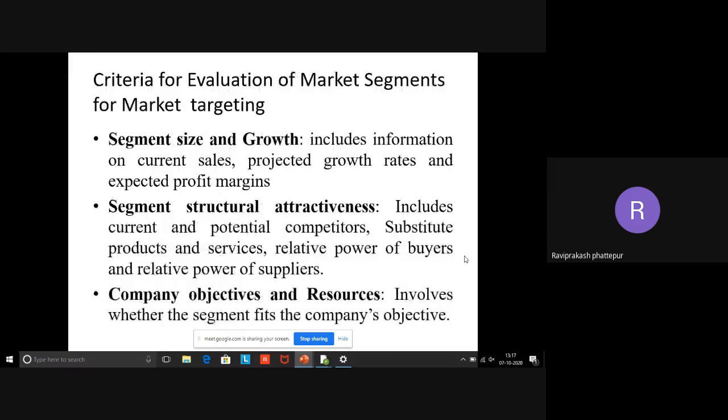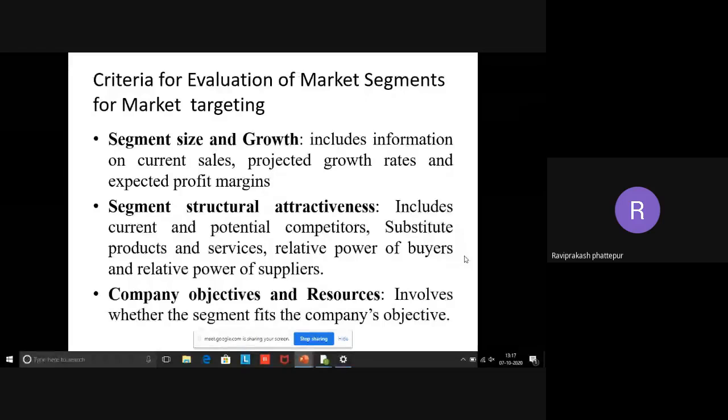Next, criteria for evaluation of market segments for market targeting. Again, similar to the previous one. How do you evaluate whether the market segments that you are targeting are right? What are some of the criteria? Basically, not these only. There are other criteria also, based on your product and service. These are the general criteria.